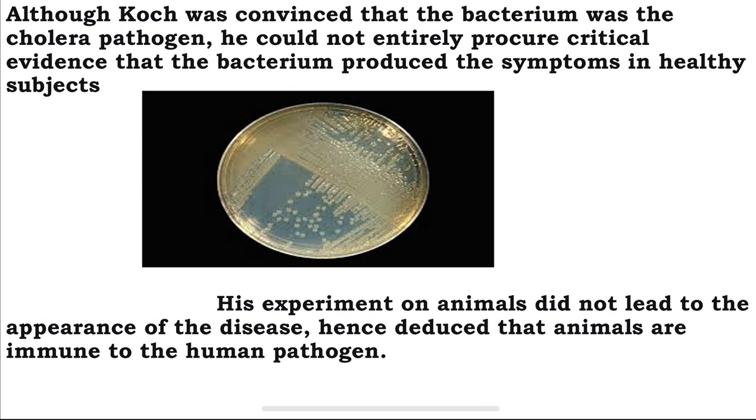So, Robert Koch took this pathogen from the infected person and he inoculated the same in the animal. It turns out the animal is immune. So, that does not prove that Vibrio cholerae is the cause of the cholera.